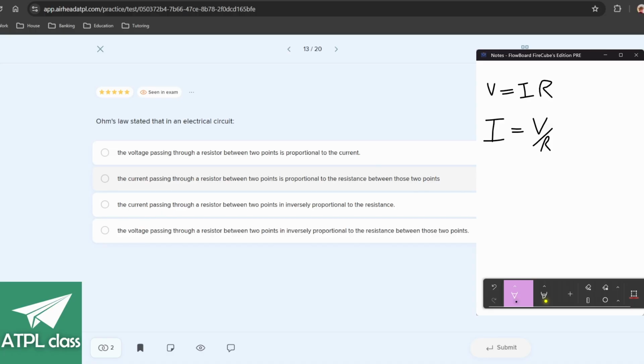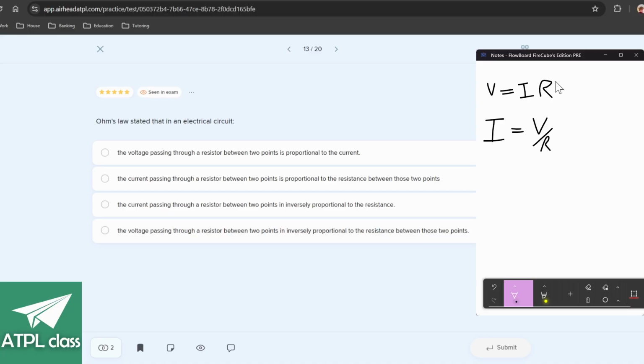But basically the current passing through a resistor between 2 points is proportional to the resistance between those 2 points. The current passing through a resistor between 2 points is inversely proportional to the resistance. The voltage passing through a resistor between 2 points is inversely proportional to the resistance between those 2 points.